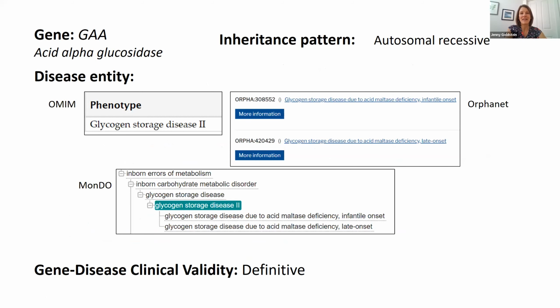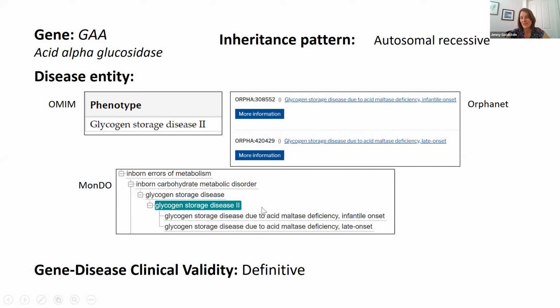So again, important to have variant interpretation for this reason as well. So just a couple of things before I move on to the specifications for the group. I did want to talk a little bit about some of the lumping and splitting issues for GAA. So not too complicated, but when you look in OMIM, there's only one phenotype, which is glycogen storage disease type 2. As I mentioned, this is, of course, a synonym for Pompe disease. In Orphanet, they mentioned the infantile onset and late onset form. And then in Mondo, you'll also see the infantile onset and late onset form under this umbrella term of glycogen storage disease type 2.